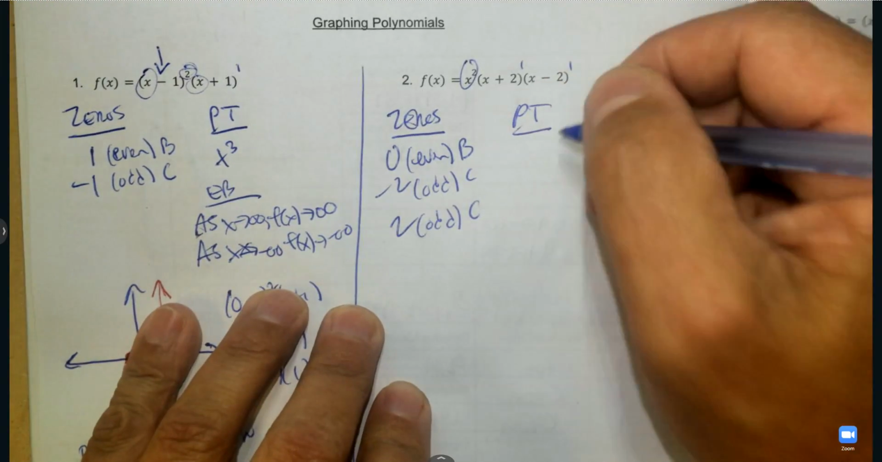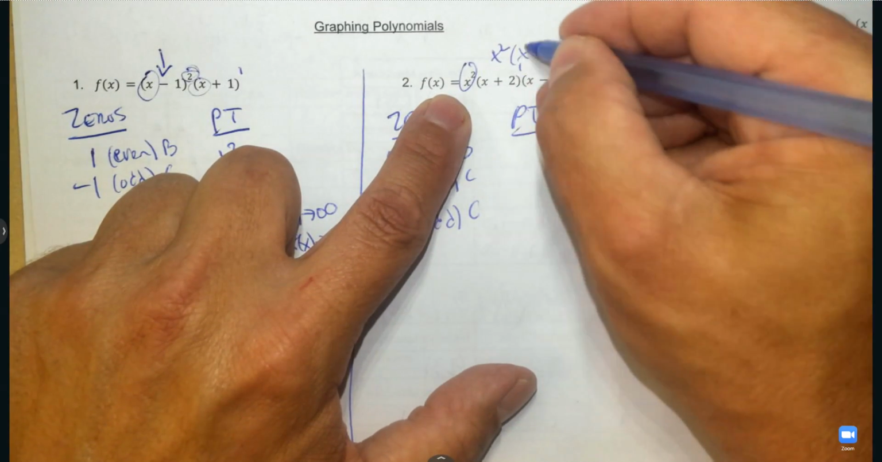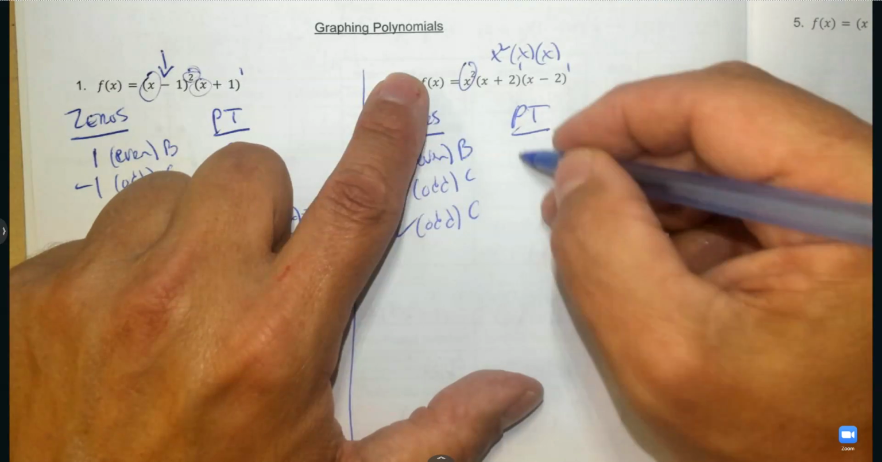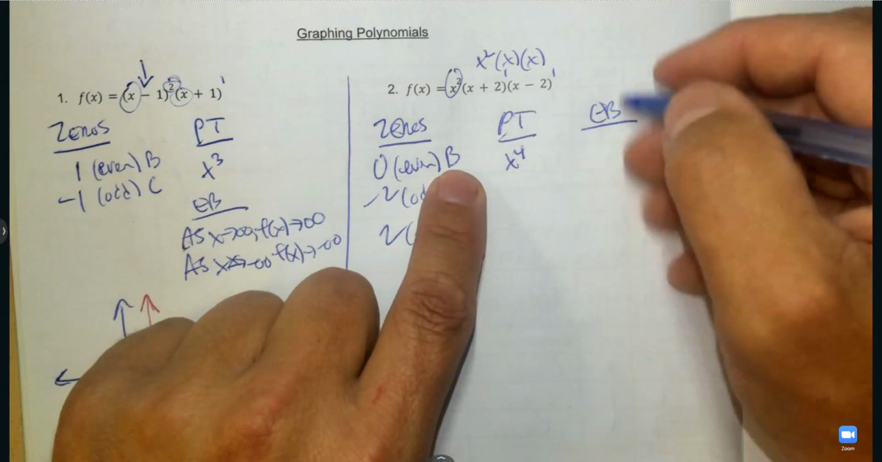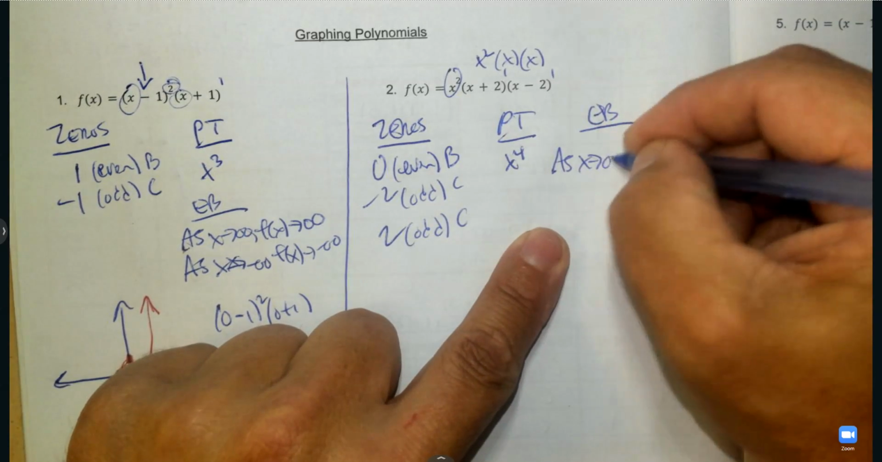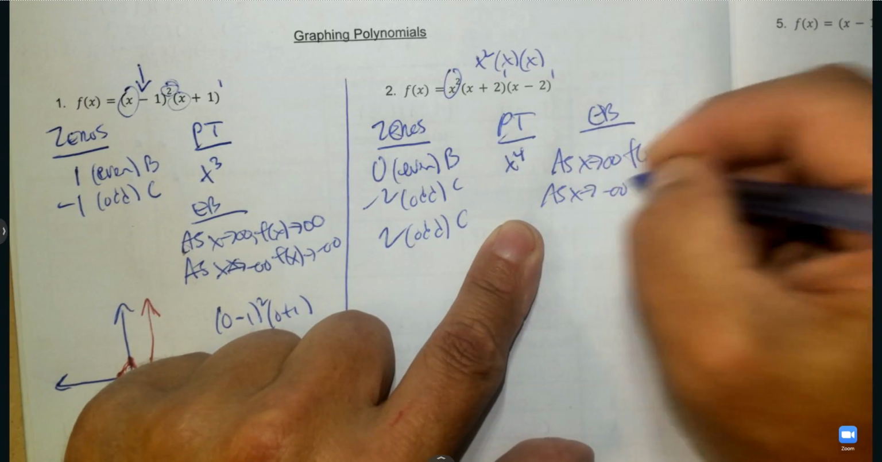The power term gives us the end behavior. So we're going to go x squared times x squared, add the exponents, it's x to the 4th, and that gives us the end behavior. So positive with an even exponent. That means the right end goes up, and the left end goes up.